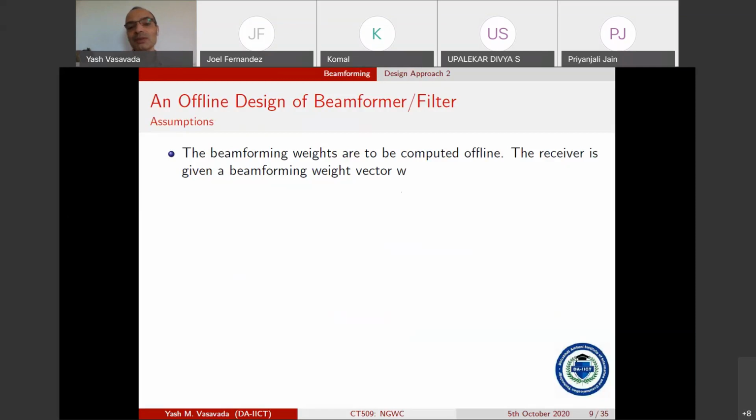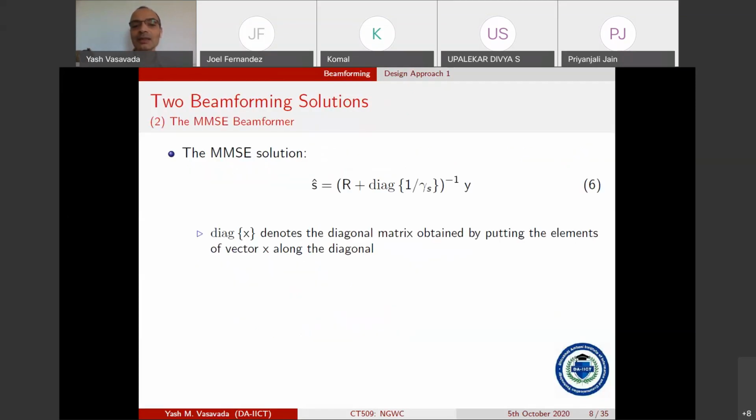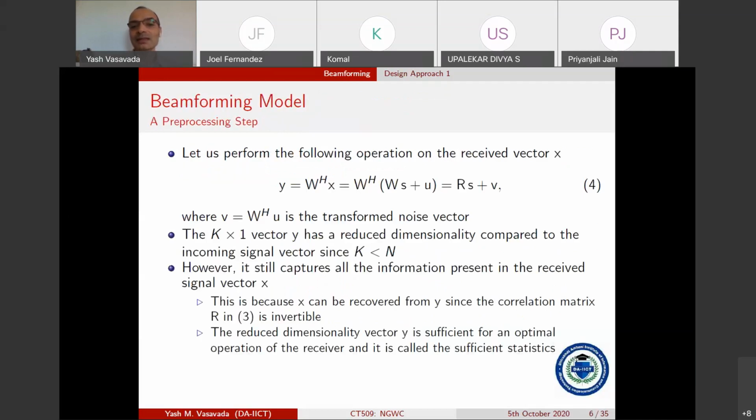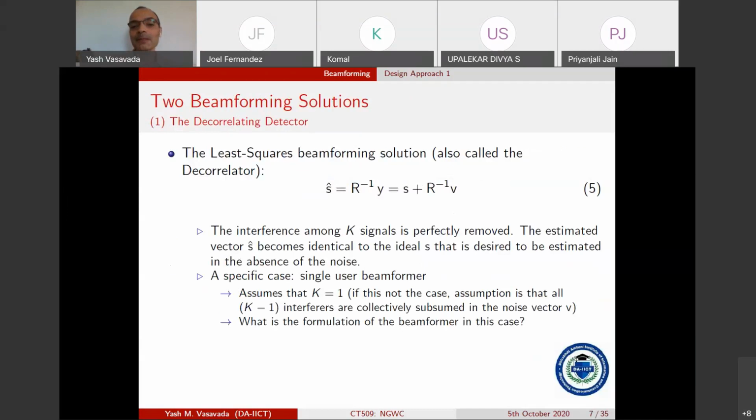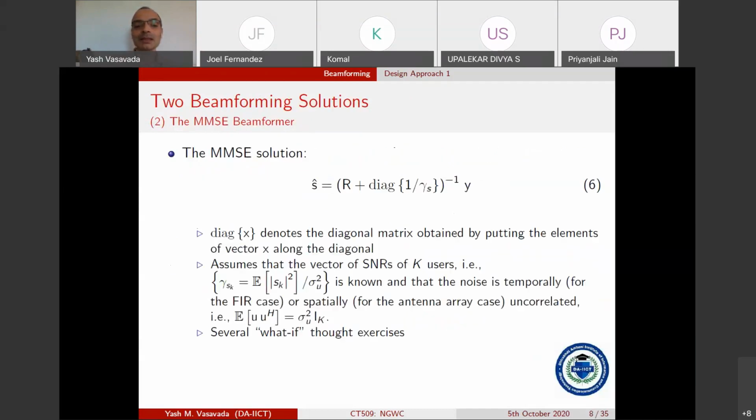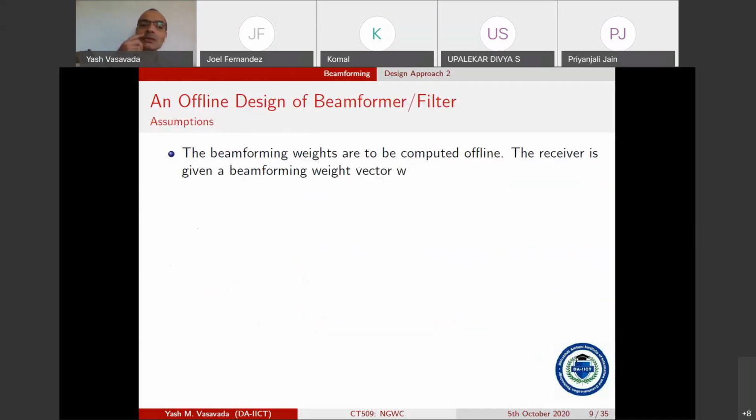We want to compute the beamforming weights in an offline manner. Remember, here we are doing everything online. We are getting some signal X, and using that signal X, we right away are forming Y, and then that Y we are multiplying with this R inverse. On the other hand, here we are trying to compute the weights, the beamforming coefficients in this vector W, in an offline manner.